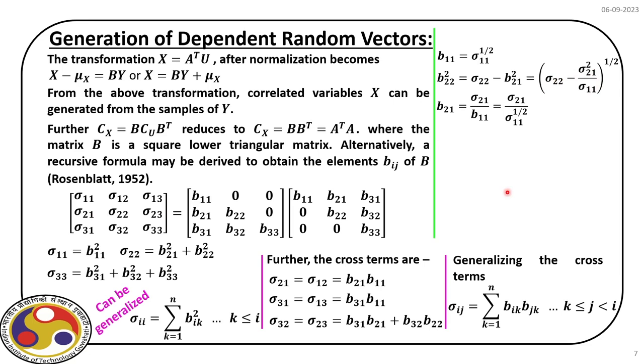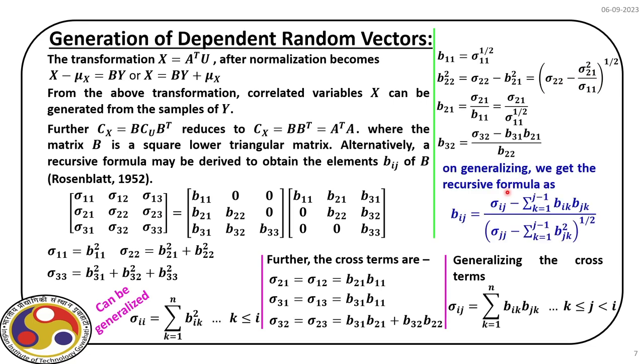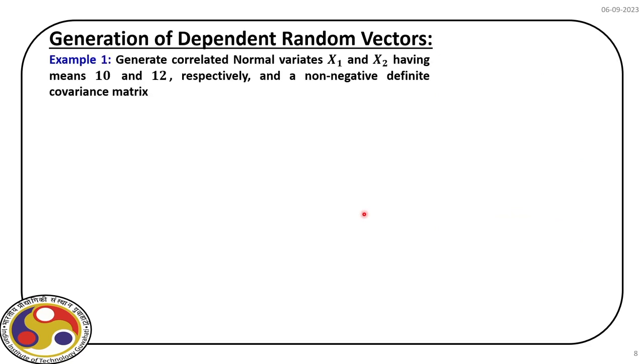Then we can find out B21, B32, and then finally we can generalize. So the elements of this lower and upper triangular matrix will be given here. So Bij will have this expression. From this relation, we can easily find out all these Bij from the elements sigma ij. So for any given matrix, we can find out the corresponding lower triangular matrix and upper triangular matrix. The question is how this helps us to generate the sample.